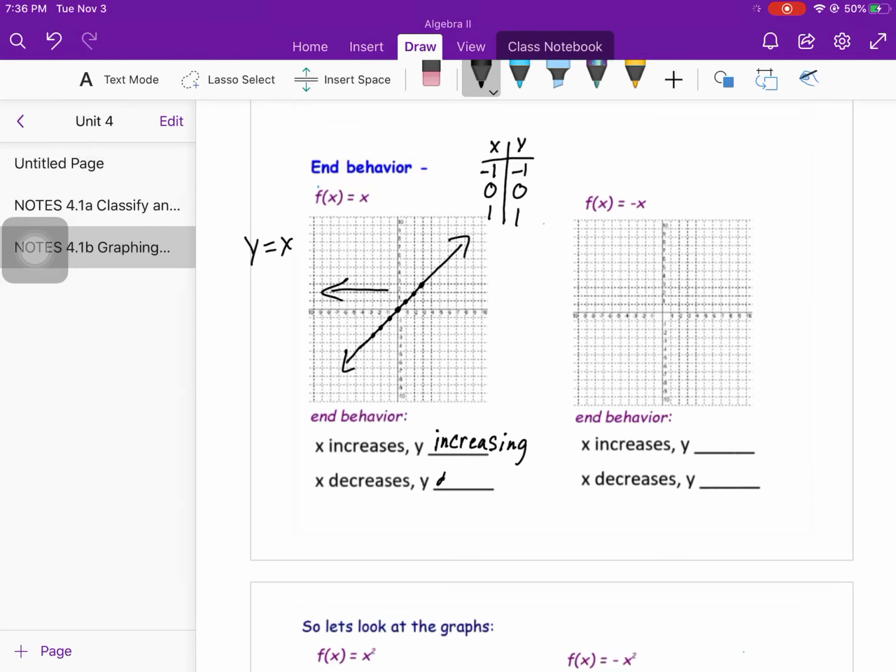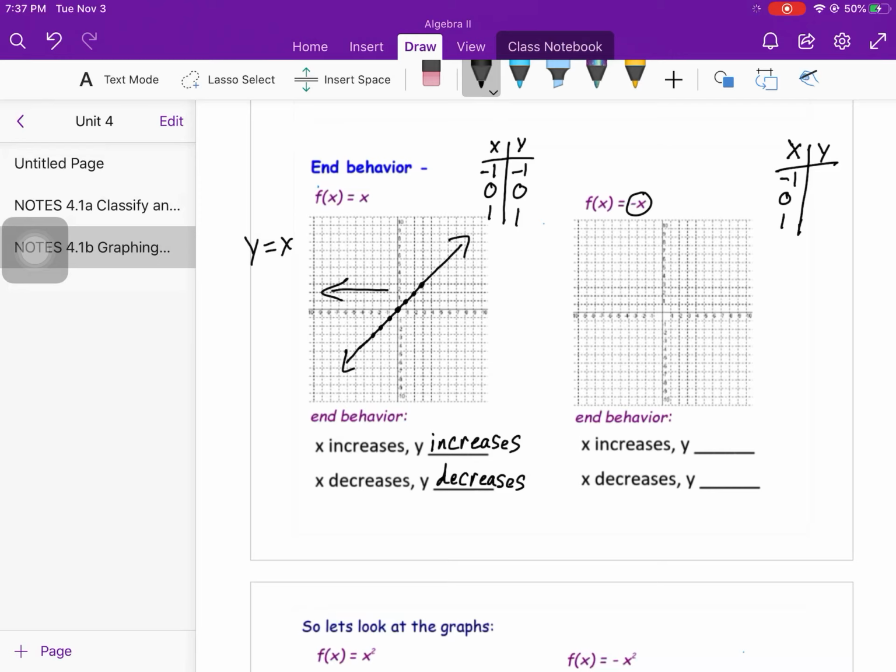But as x gets smaller, so as we go to the left, y goes down at the same time, so y decreases. I probably should have written increases up here rather than increasing. Increases.